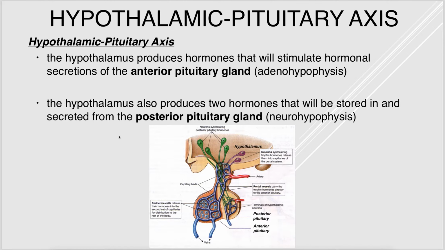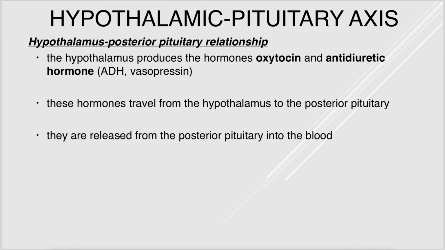So again, just to reiterate here, the hypothalamus is going to produce hormones that stimulate secretions from the anterior pituitary. The relationship with the hypothalamus and the posterior pituitary is different. So the hypothalamus will produce 2 hormones, and those will be oxytocin and antidiuretic hormone, and they will be sent to the posterior pituitary where they'll be stored and then released. The posterior pituitary doesn't produce really any of its own hormones. So again, hypothalamus produces oxytocin, antidiuretic hormone. Antidiuretic hormone is also known as vasopressin. These hormones will go from the hypothalamus to the posterior pituitary where they will be stored and released into the blood.